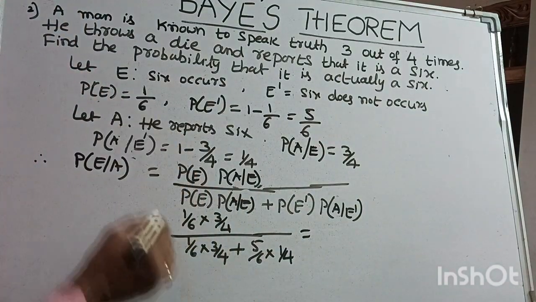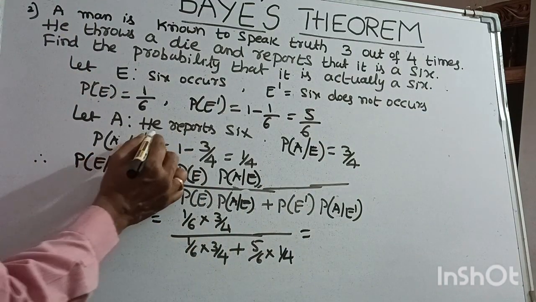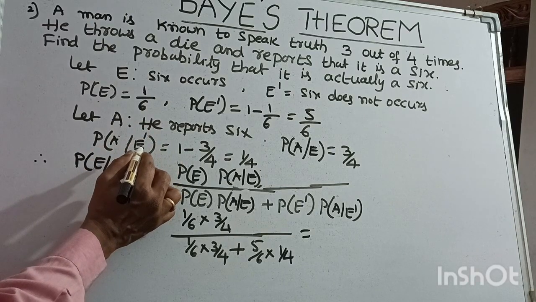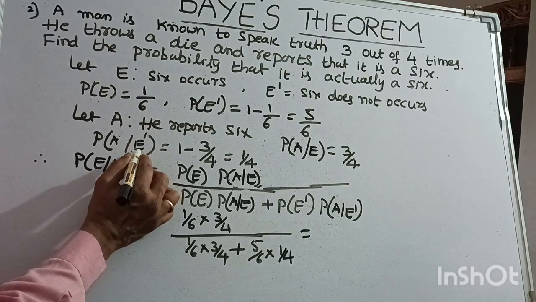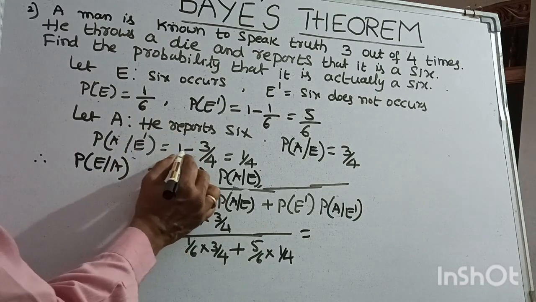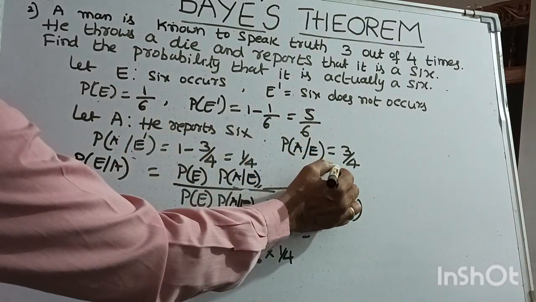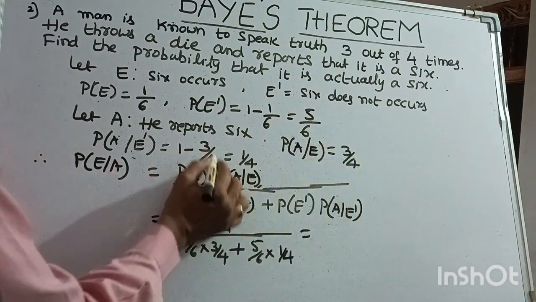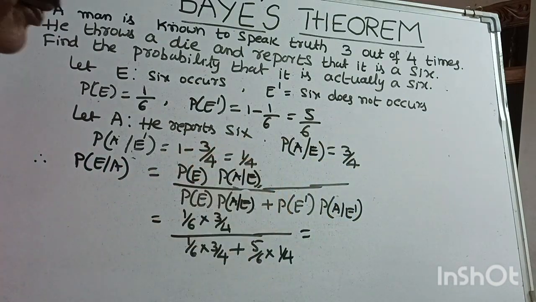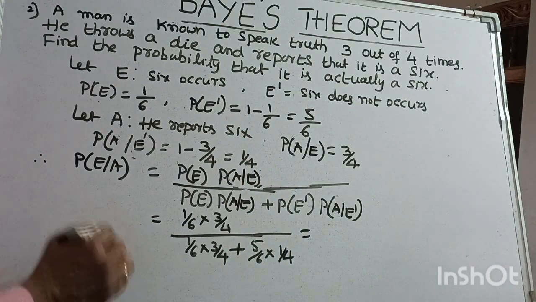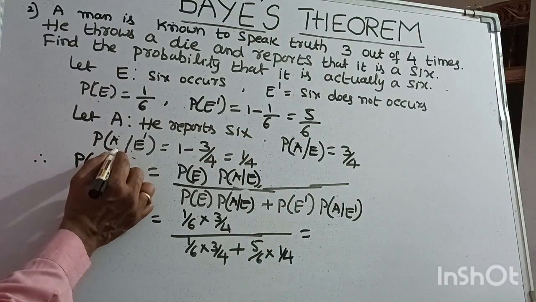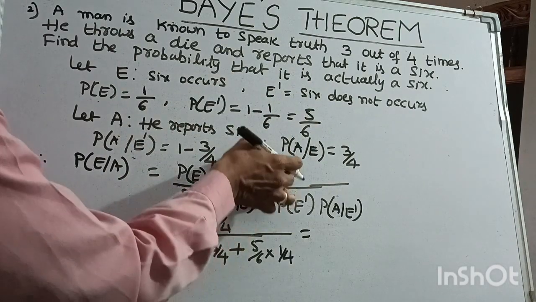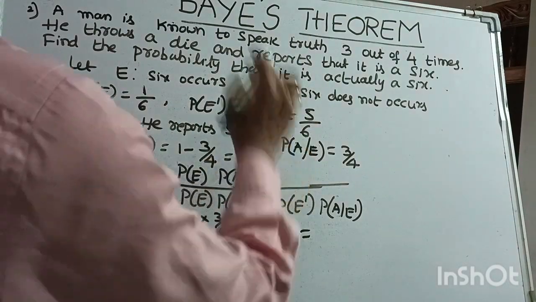Next, the conditional probability of event A, that is he reports 6, given that 6 does not occur on the die. So that is the complement of this event. Therefore, 1 minus the probability of this one, which is 3 by 4. So 1 minus 3 by 4 is 1 by 4. It means the probability that he reports 6 but it is not 6 on the die is 1 by 4.